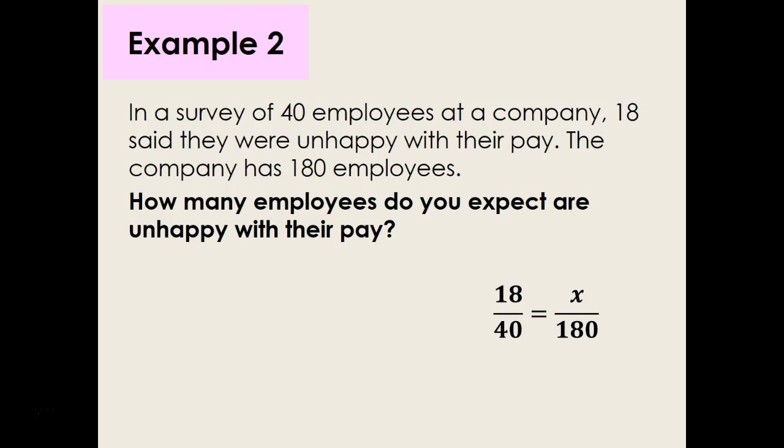Again, cross products gives us 40x equals 18 times 180, which is 3240. We divide both sides by 40 to get 81 employees. So that's the number of employees that we would expect to say that they are unhappy. Is it exactly 81? Probably not. There's variability when you sample. Sample results are going to be different if we take different samples, but that's our best estimate based on our good sample.